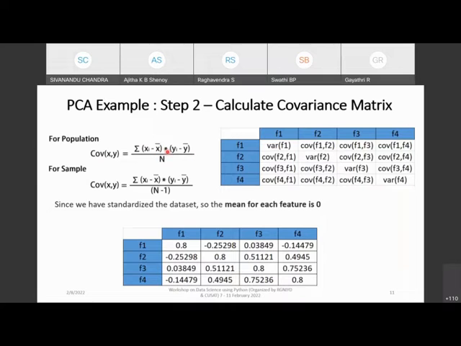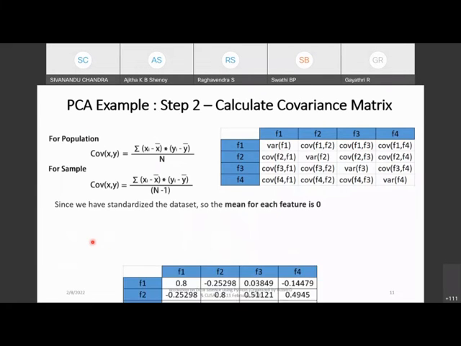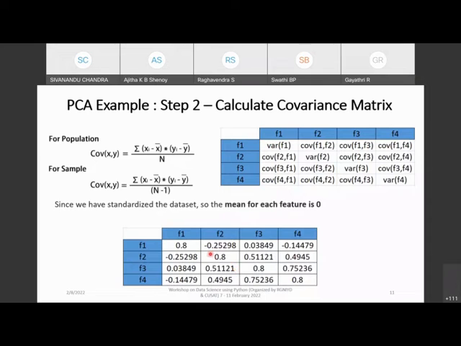You know that x bar is equal to 0 and y bar is equal to 0, because in normalized data, the mean value is equal to 0. So this becomes summation of xi yi divided by n. Just do that for this particular table. You will get the new table, which is here. So this is your covariance matrix, and the size of the covariance matrix is 4 cross 4.